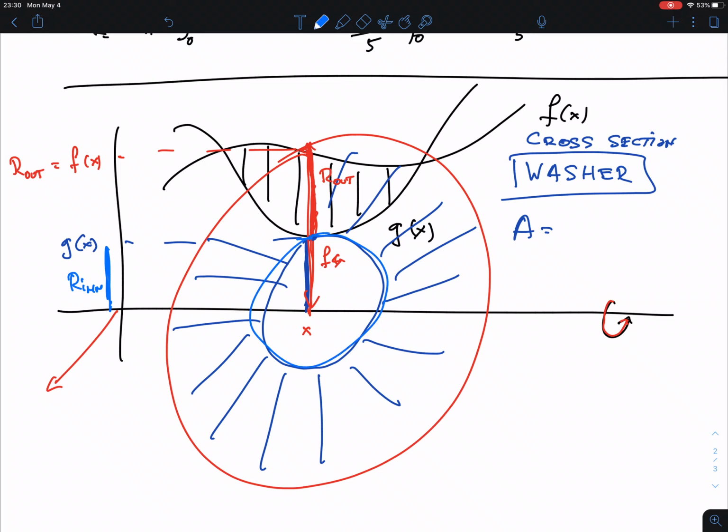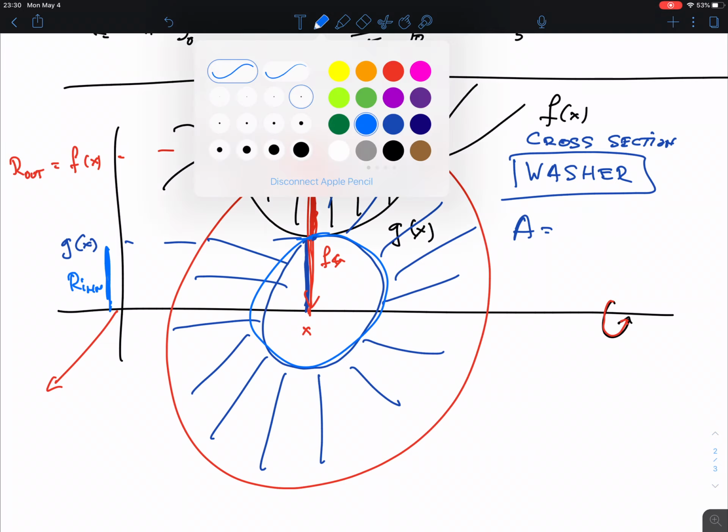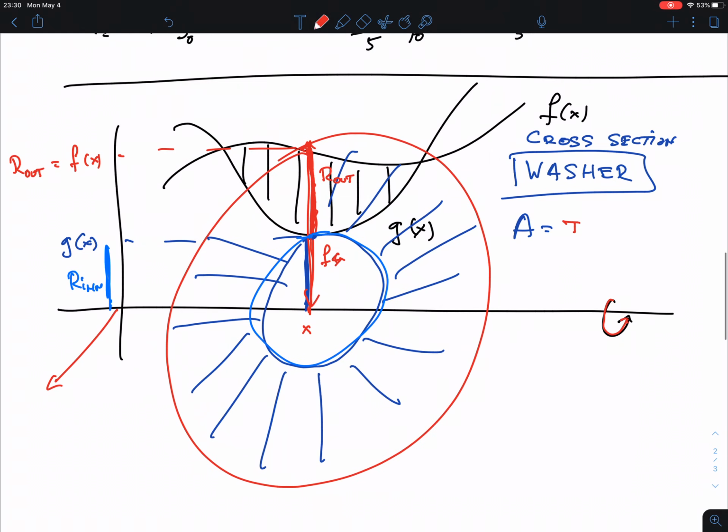Okay, so A is pi r outer squared. That's the area of the big red disk. I should perhaps make it in red. So the red one would be pi r outer squared. And what do we do now? We subtract, right? We do minus pi r inner squared. This is the area of the big disk, and from that I subtract the small disk because it's removed. Okay?